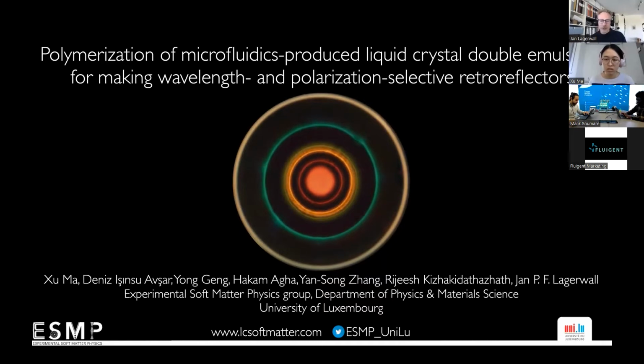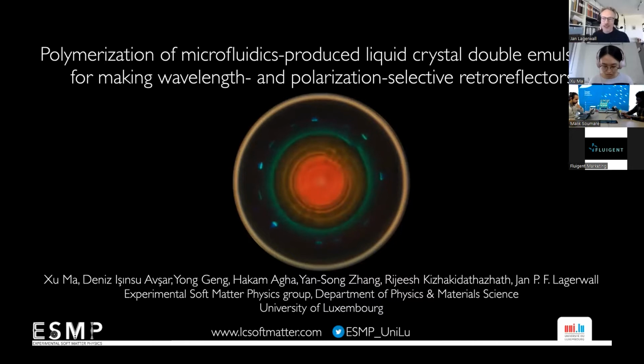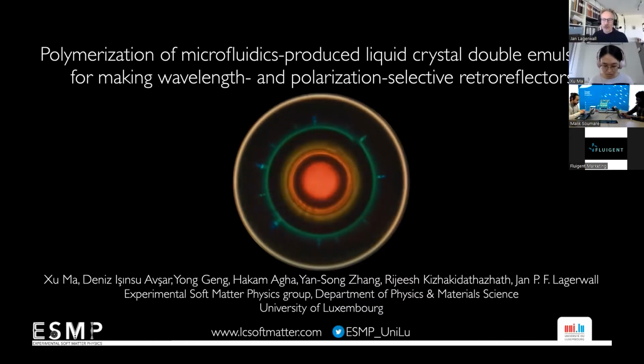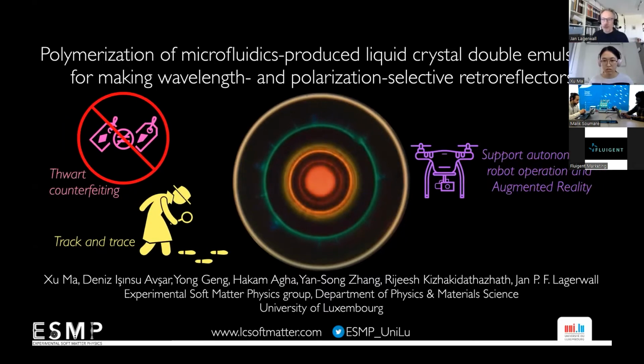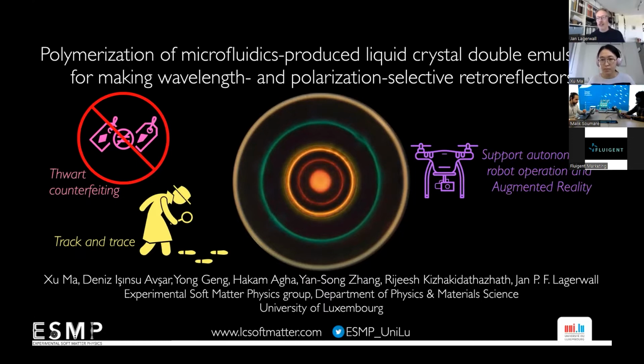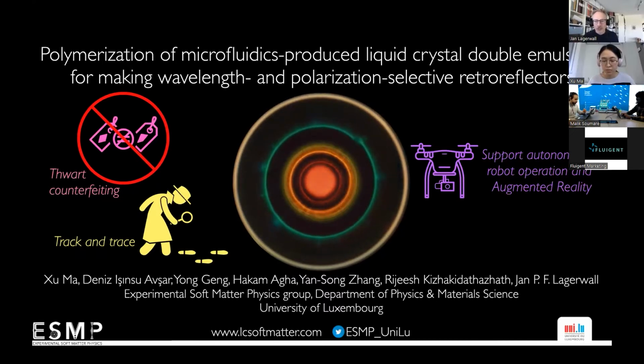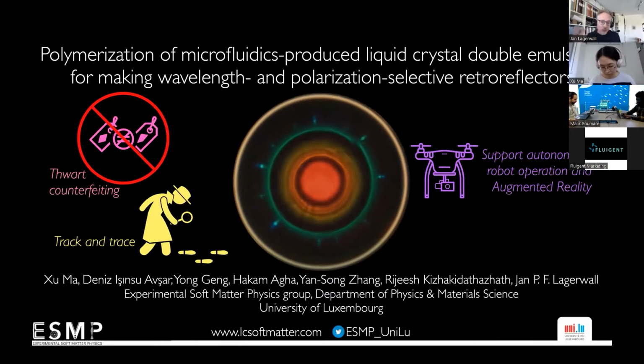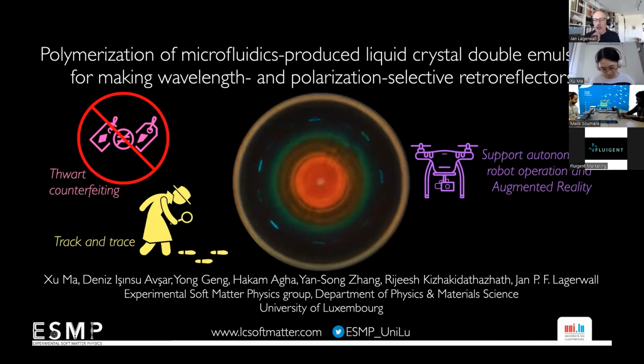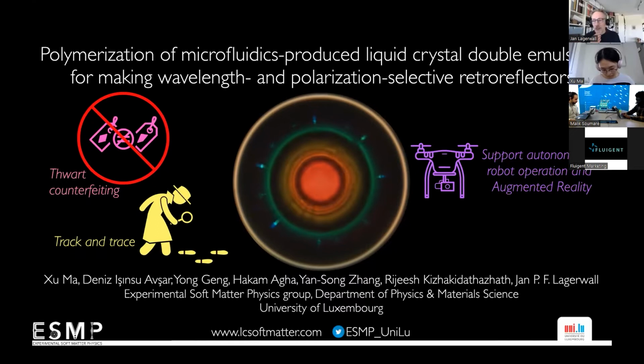And to motivate why this research makes sense beyond just the beauty and the physics, that is really interesting, I'll give you a glimpse into our efforts to apply these peculiar optical properties in anti-counterfeiting, in supply chain traceability, and in creating an infrastructure that is invisible to humans, but very visible to simple machine vision, and which in this way can support robots and augmented reality to better comprehend their surroundings.